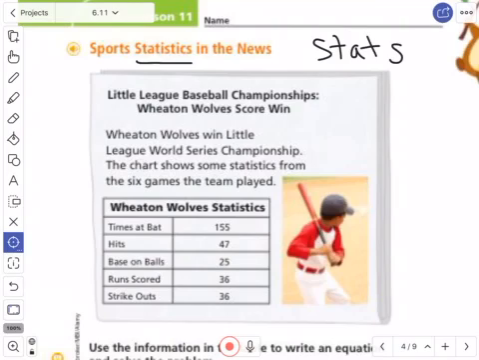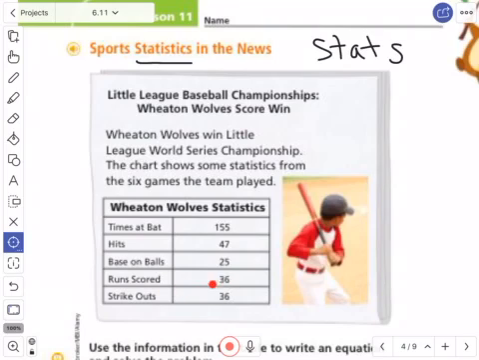And if you don't hit it, or if you don't want to swing at it, but it's in that little strike zone, that's a strike. But if the pitcher throws a really bad pitch, that's called a ball. And if it's 4 balls, then you get to go to base because of those balls.